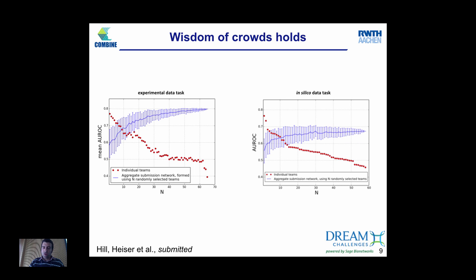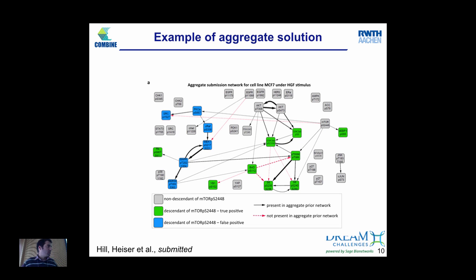To give you a flavor of the type of results, this is one of the examples of networks. This is an aggregate solution, so we're really combining all the different methods, and it gives you a sense of the level of wiring that we found in the real data, and then also how we were scoring.